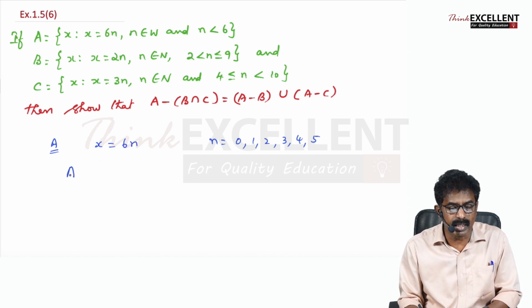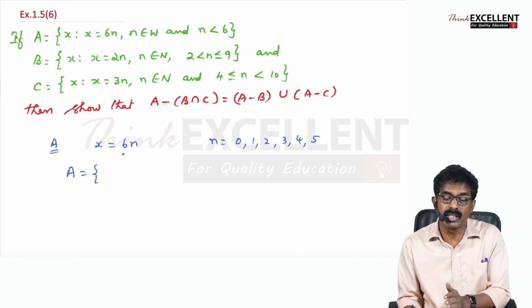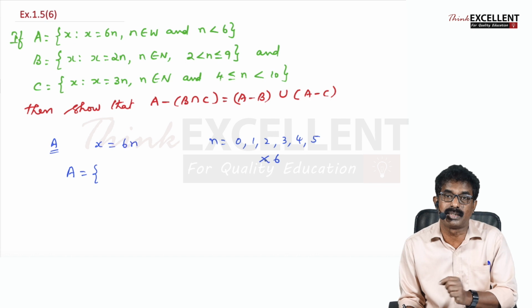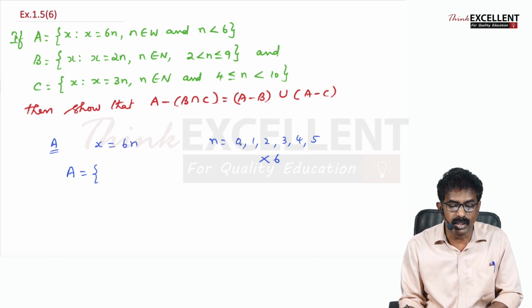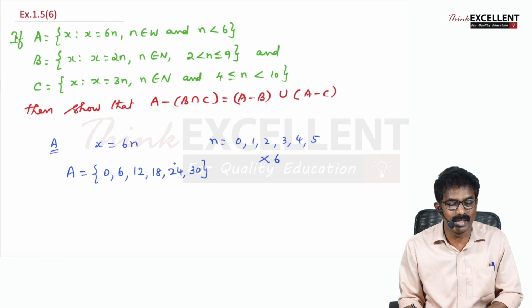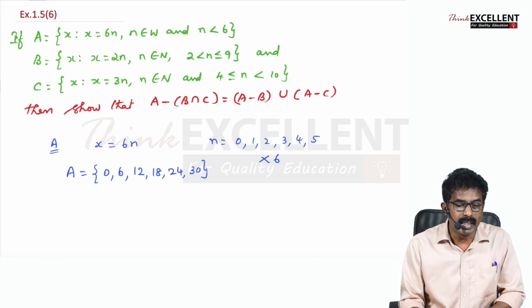Now A you can write as A equals the set of all x such that x equals 6n. So multiply the n values, you got it, no? You multiply every term by 6. First 6 into 0, 0. 6 into 1, 6. 6 into 2, 12. 6 3s are 18. 6 4s are 24. 6 5s are 30. The only thing you need is the multiplication table. So this is A. Now let us see what is B.